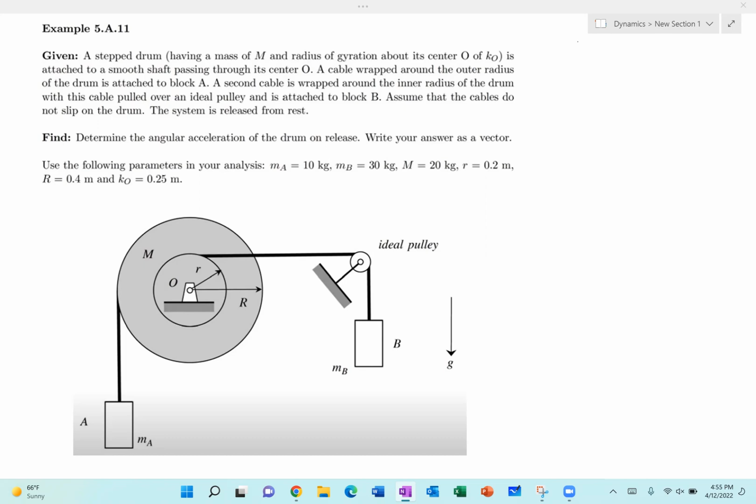And we are given MA equals 10 kilograms, MB equals 30 kilograms, M equals 20 kilograms, R equals 0.2 meters, r equals 0.4 meters, and KO equals 0.25 meters. With this information, we can complete step 1, which is drawing a free body diagram. We'll need one for each body.